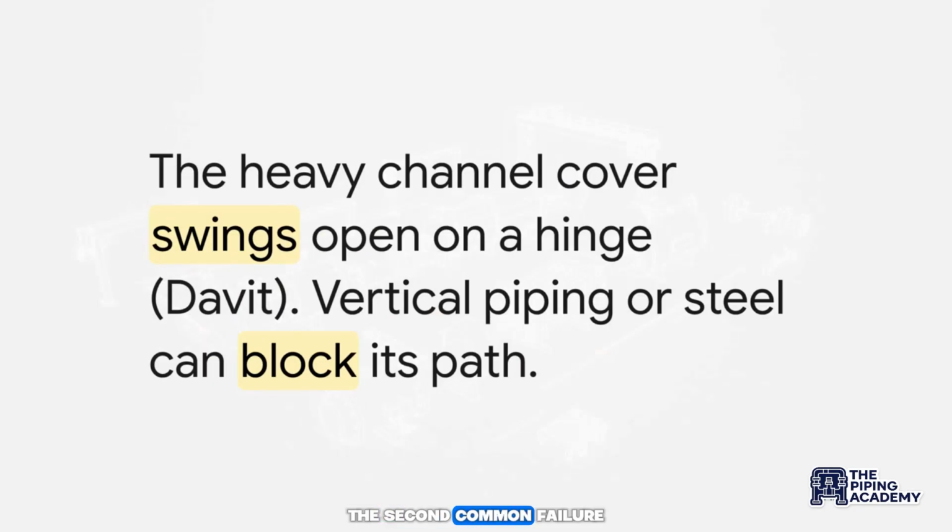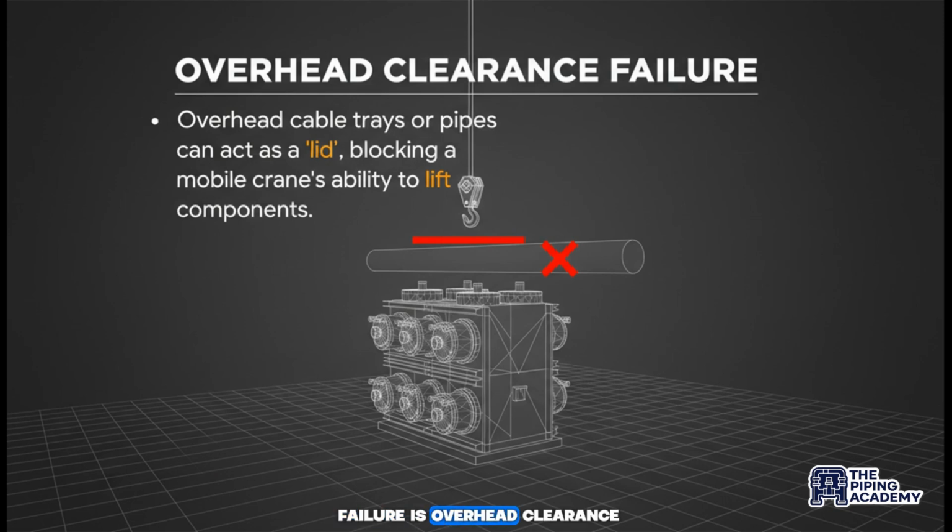The second common failure is davit interference. That heavy steel cover on the end of the exchanger, it doesn't just pop off. It hangs on a special hinge, kind of like a small crane called a davit. When that cover swings open, it swings wide. You have to make absolutely sure that no vertical pipe runs or structural columns are going to block the swing radius of that davit.